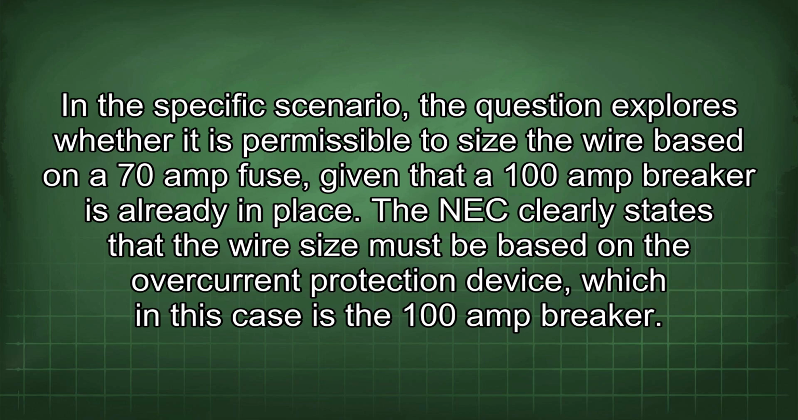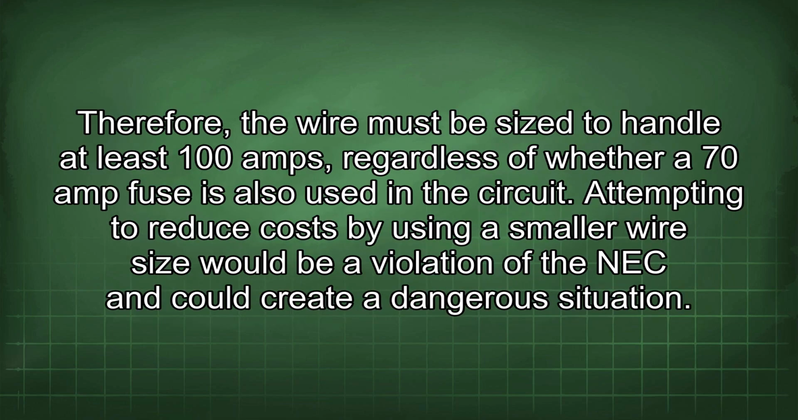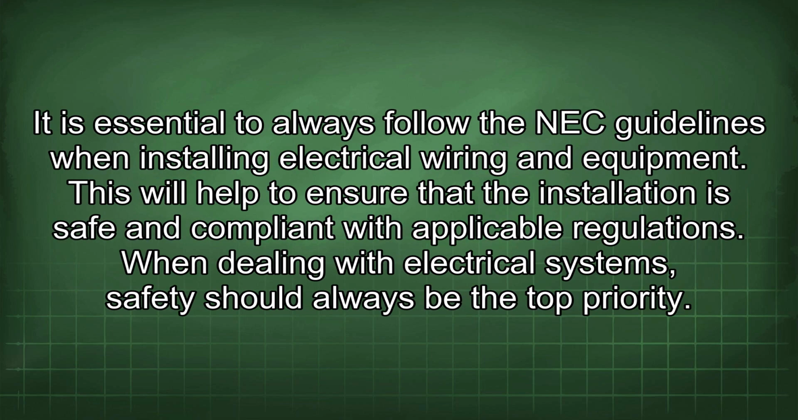The NEC clearly states that the wire size must be based on the overcurrent protection device, which in this case is the 100 amp breaker. Therefore, the wire must be sized to handle at least 100 amps, regardless of whether a 70 amp fuse is also used in the circuit. Attempting to reduce costs by using a smaller wire size would be a violation of the NEC and could create a dangerous situation. It is essential to always follow the NEC guidelines when installing electrical wiring and equipment.